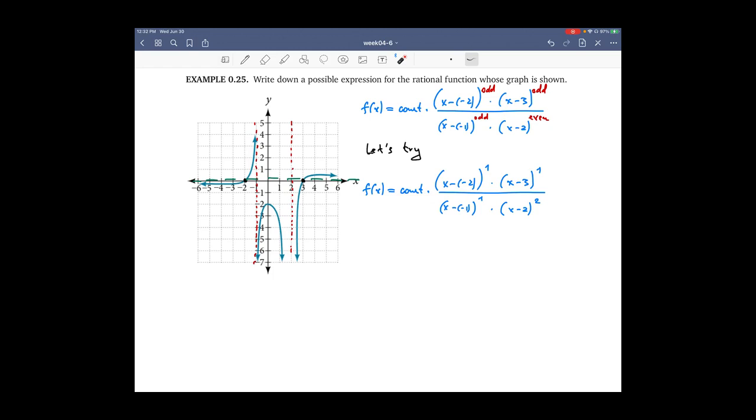Now, how do we find the constant? Of course, we find the constant using the fact that f at 0 is negative 2. If we plug 0, it'll be constant times 0 plus 2, 0 minus 3, 0 plus 1, 0 minus 2 squared. That constant times negative 6 over 4, and that is negative 2, as we see in the picture. So from here, the constant is 2 times 4 over 6, which is 4/3.